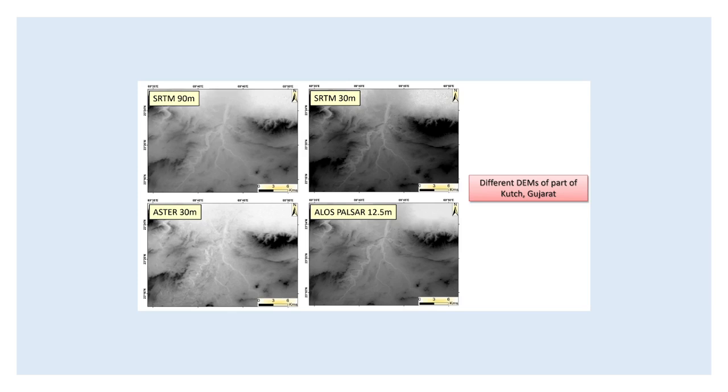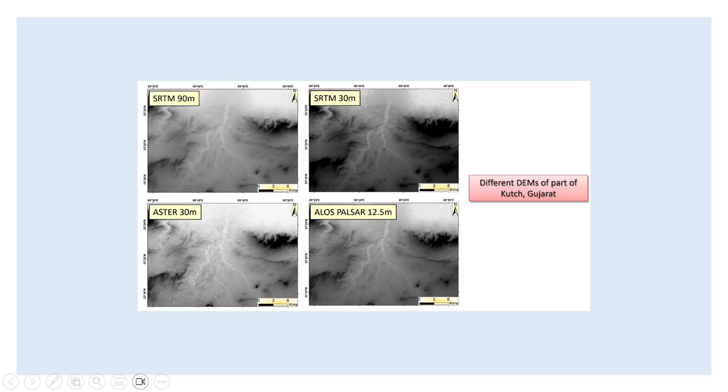Okay, so coming on to this image, as I was saying, it shows different DEMs of part of Kutch in Gujarat, the same place but different DEMs. Here we have SRTM 90-meter resolution. Then we have SRTM 30-meter resolution. Here you can see it's a little farther, and the other one is a little closer image, a little more zoomed in. Then we have Aster 30-meter, and then the ALOS PALSAR 12.5-meter.